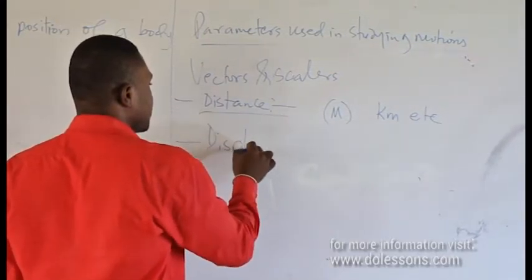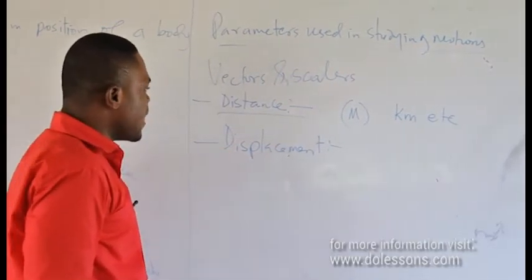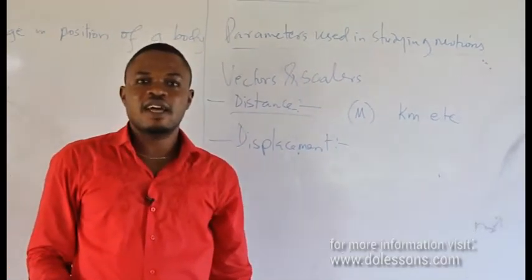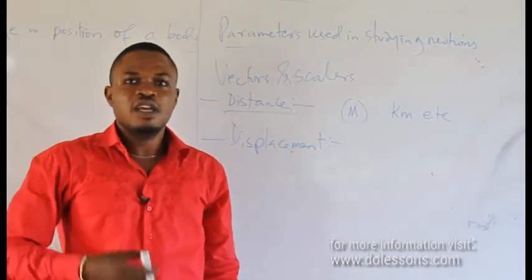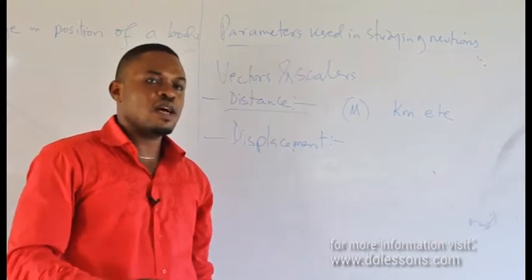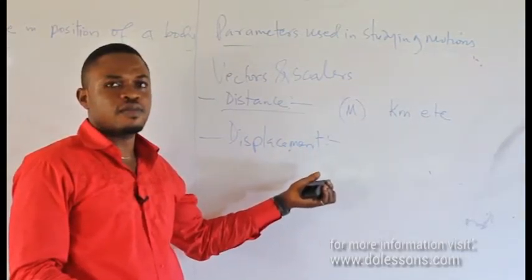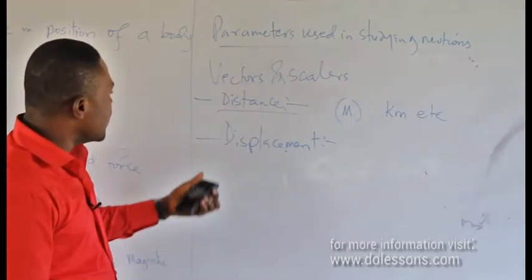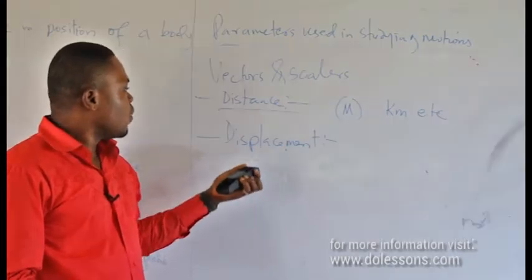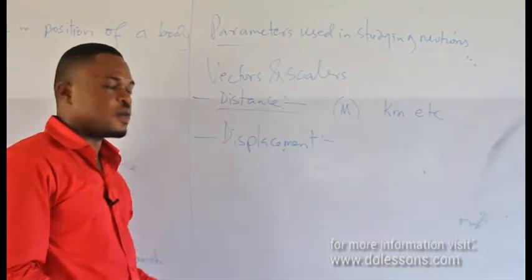Displacement. Displacement is a distance in a specified direction. You see, it will have a magnitude as well as direction. So therefore, we call it a vector quantity, since it has a magnitude and direction. So it is a distance of a body in a specified direction.